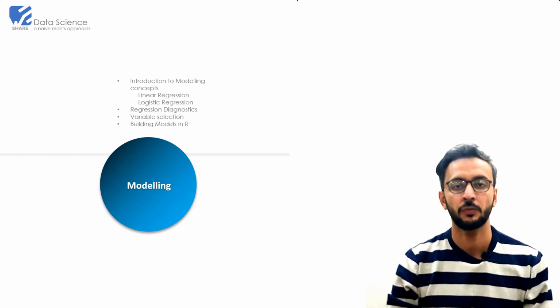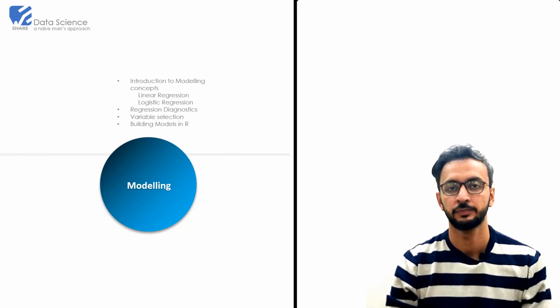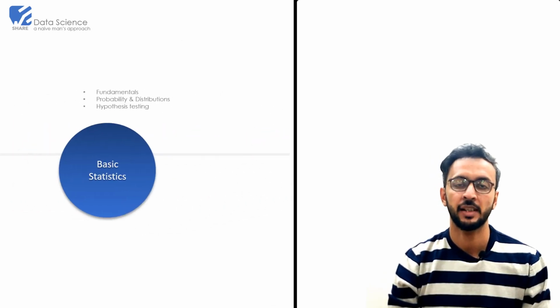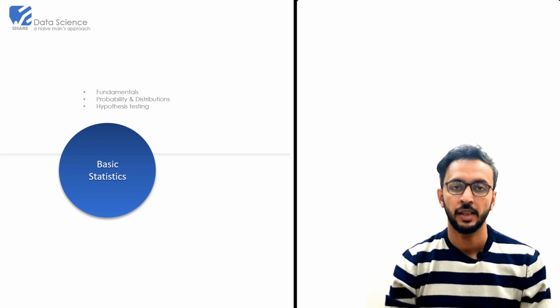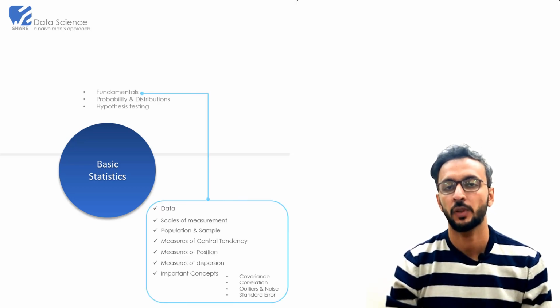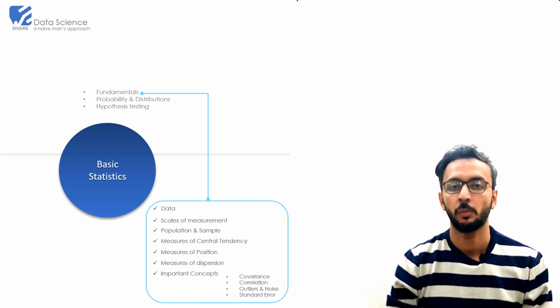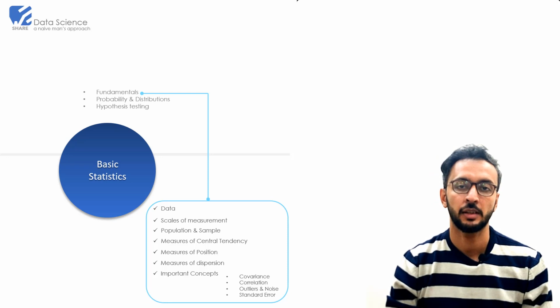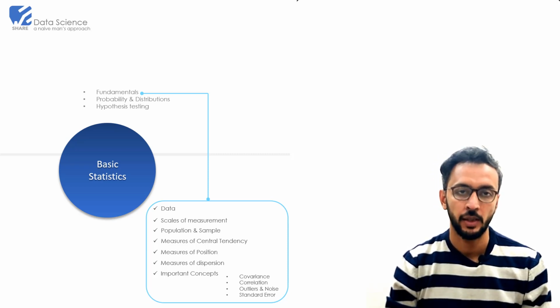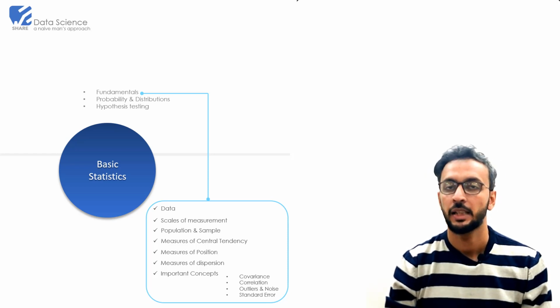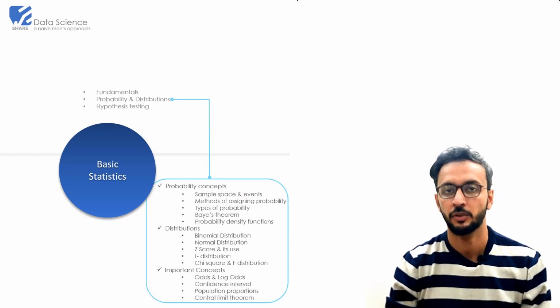Now let's quickly refresh what we have covered so far in the 2 modules. So in the first module, which was basic statistics, we built our foundation of statistics. There were 3 sections in it, and if you recall, in the first section, which was about fundamentals of statistics, we discussed about data, scales of measurement, population and sample, measures of central tendency, measures of position, measures of dispersion, and few other important concepts such as covariance, correlation, outliers, noise, and standard error.